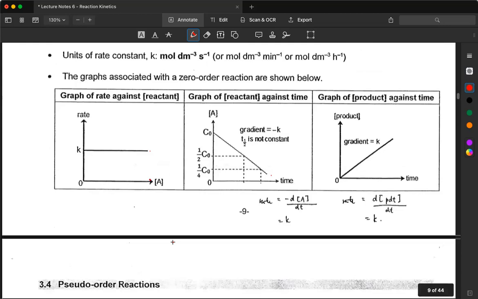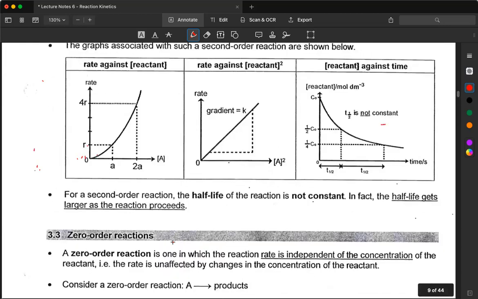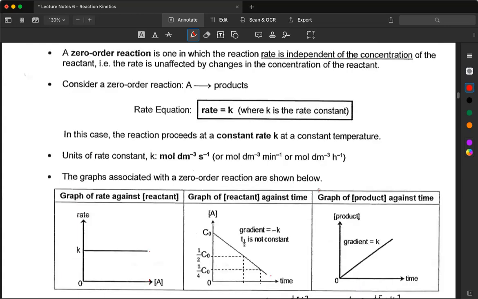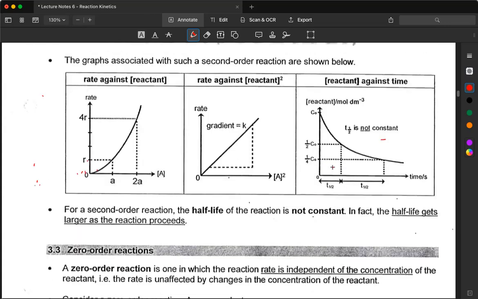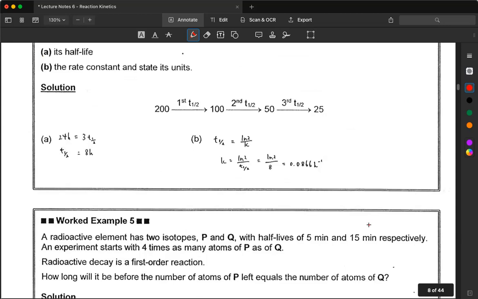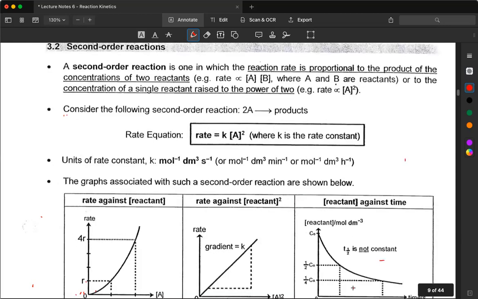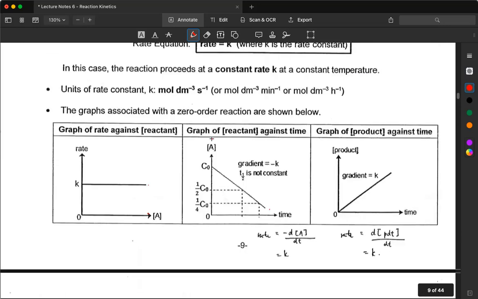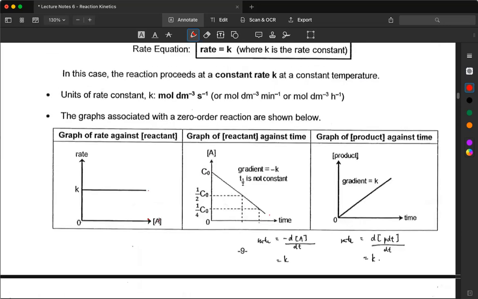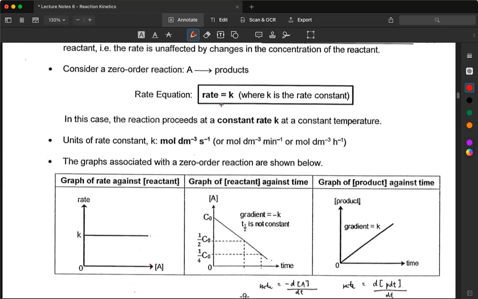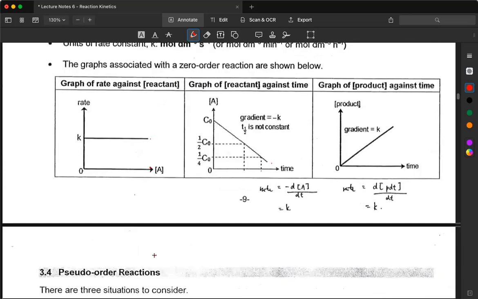Now, so you can see that there is a difference between first, second, and zero order. First and second, you have something like this. If you recall first order, yes, reactant against time, curved like that, but a straight line will be zero order, based on this mathematical relationship here. That's why it's like that, because the gradient is constant.